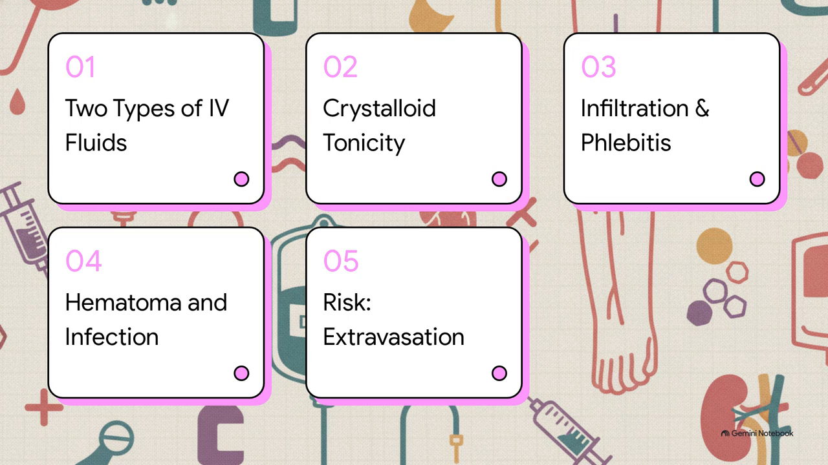We're going to look at our two types of IV fluids, explore the crystalloid tonicity spectrum, and then we're diving straight into the troubleshoot phase, covering infiltration, phlebitis, hematomas, infection, and finally the severe risk of extravasation.